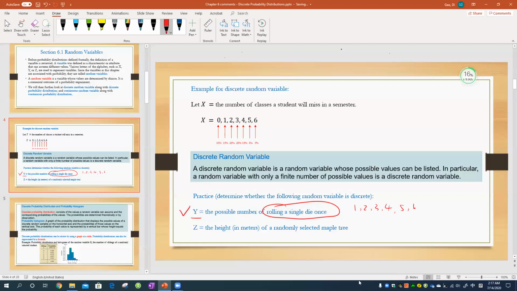And for this Z, representing the height in meters of a randomly selected maple tree, height is a continuous variable because you can have any number from a range, so it cannot be listed. Then we say this is a continuous random variable, and we're going to talk about continuous random variables in the next chapter. So this is not a discrete one.